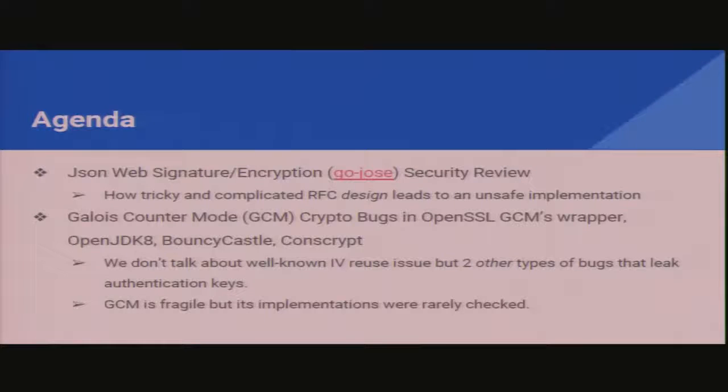So we're talking about two topics. The first one is JSON Web Signatures security review. And I will show you how tricky and complicated design can lead to unsafe implementation. The second topic is kind of a low-level primitive, Galois Counter Mode. It's widely used. It's used almost everywhere. But then its implementations are rarely checked. And then I will show you two other types of bugs that may leak the authentication key.